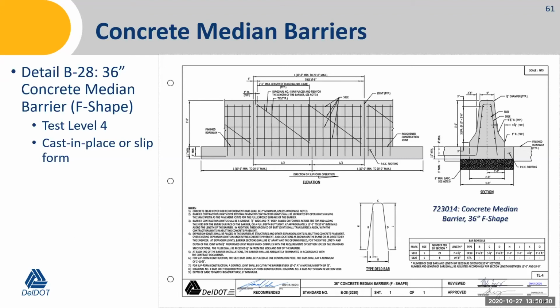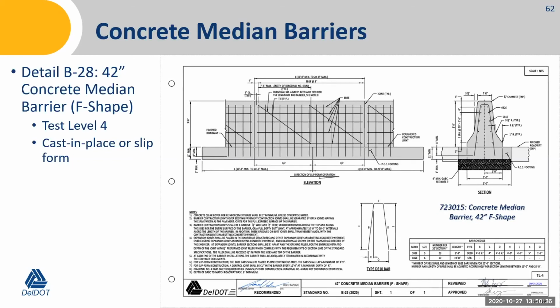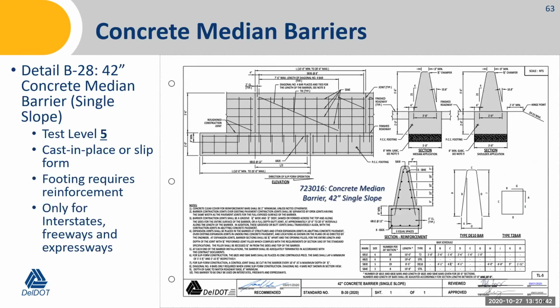36-inch F-shape median barrier. This is test level 4. 42-inch F-shape. Again, this is also test level 4. And then the final concrete median barrier detail.